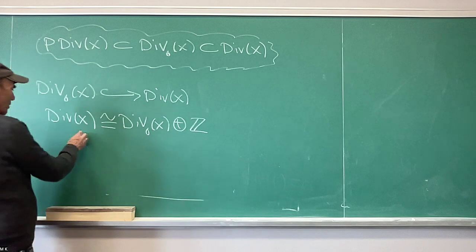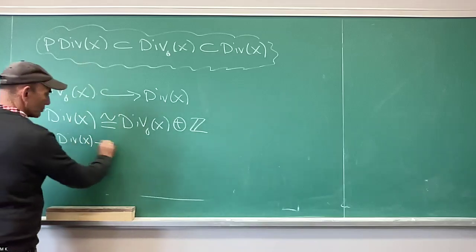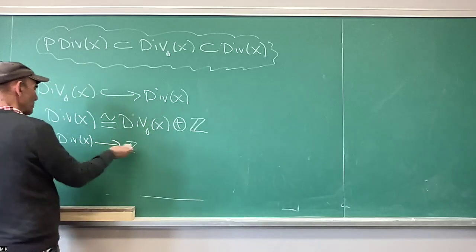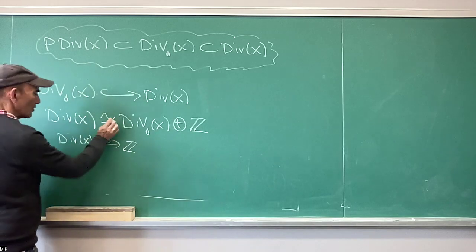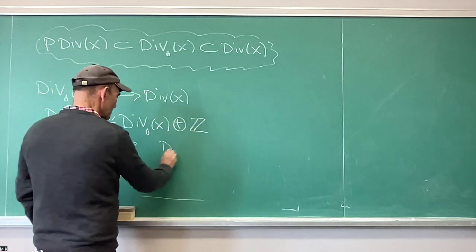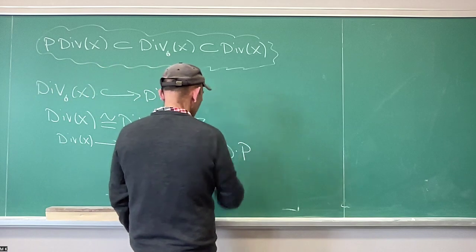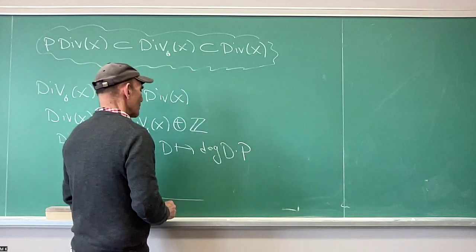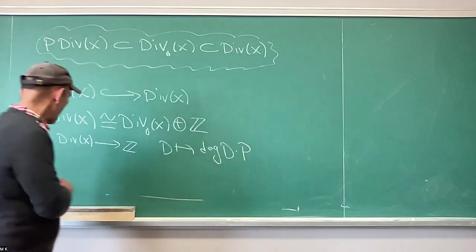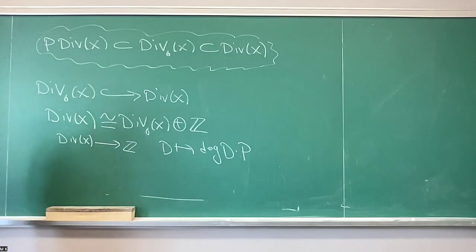So what about the following maps? I just take this map div X to Z. I mean, this is the degree map. It sends a divisor D to the degree of D, and then the degree of D times P. And this is a divisor. And now, what about this? Professor, what is P over here? Oh, I picked the point P. My choice, on X.